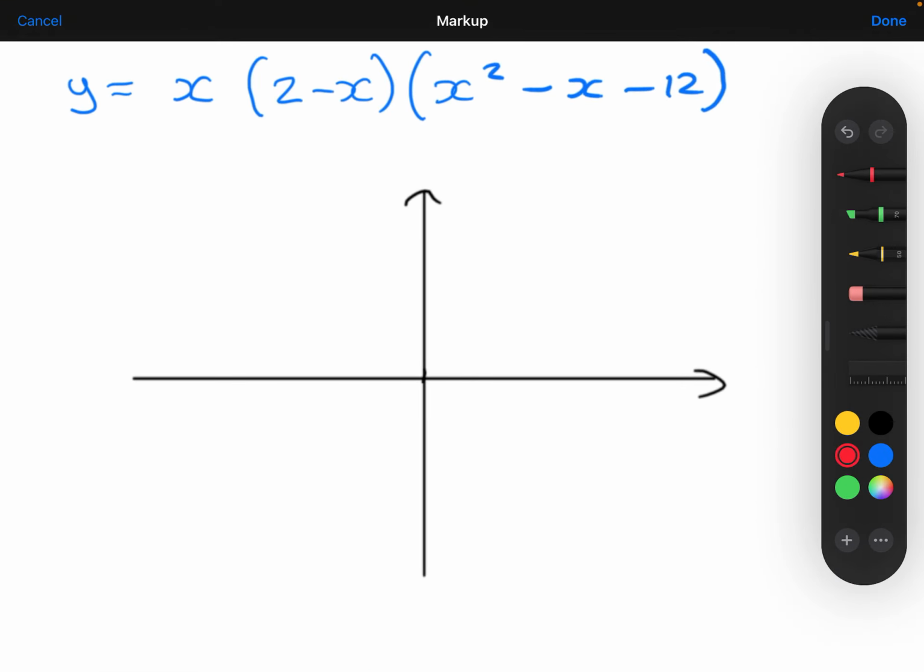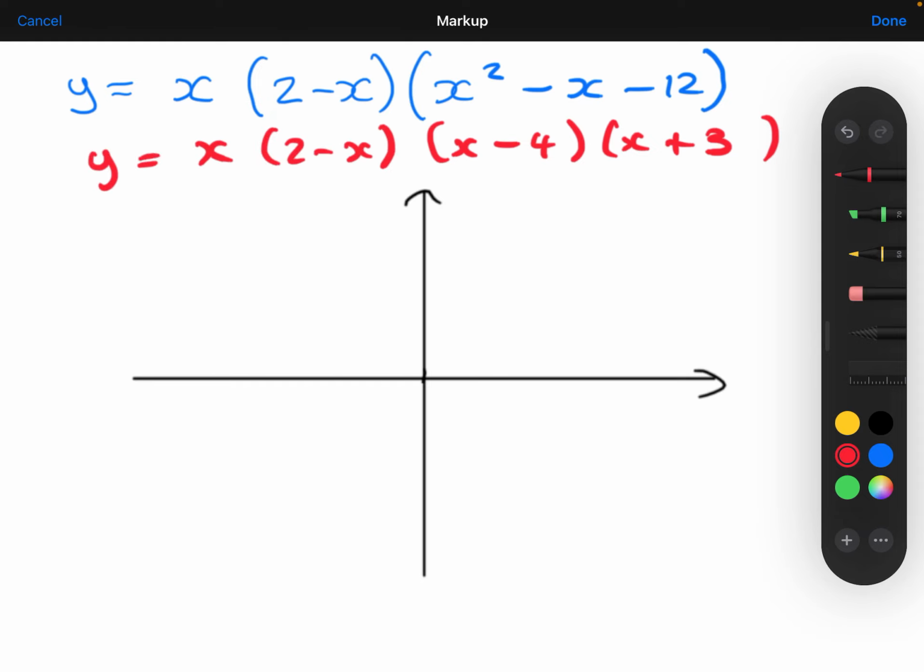Next. Now in this question, I can see this quadratic hasn't been completely factorised yet. So I'm going to factorise that quickly. I need two numbers that multiply to make -12 and add to make -1. So that's going to be a -4 and a +3. The -4 and the +3 multiply to make -12, and the -4 plus 3 adds to make the -1. Not forgetting I've got the 2 minus x factor and the x factor at the front by itself.